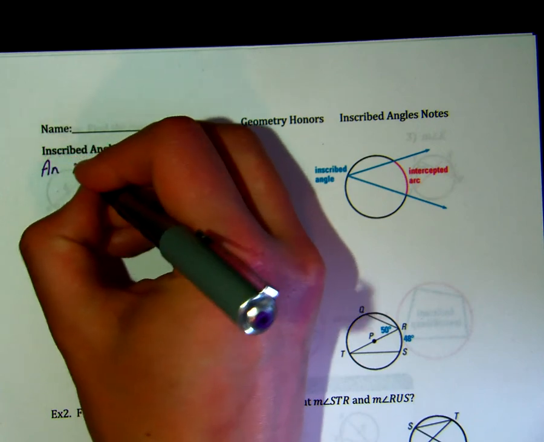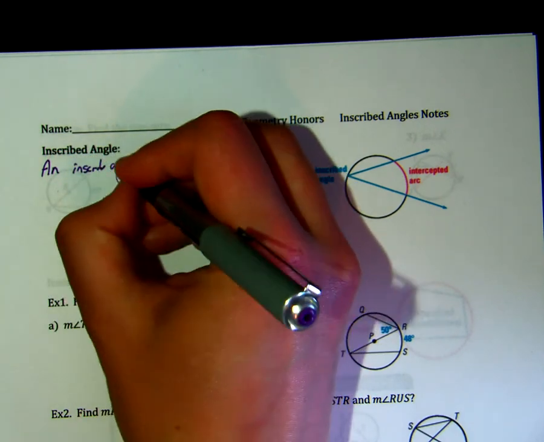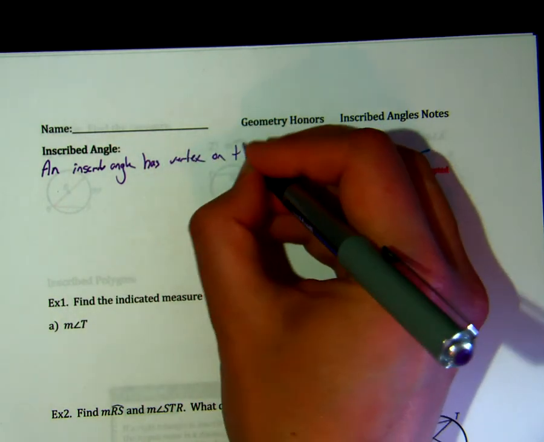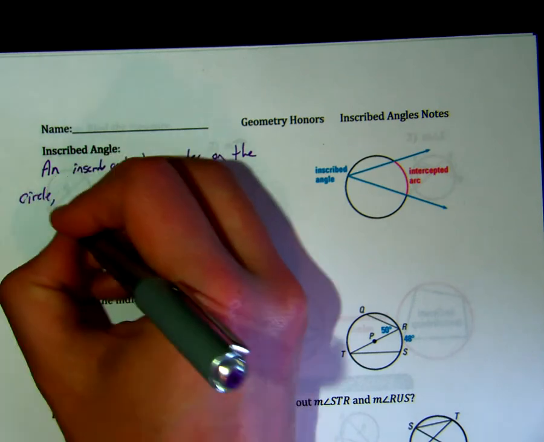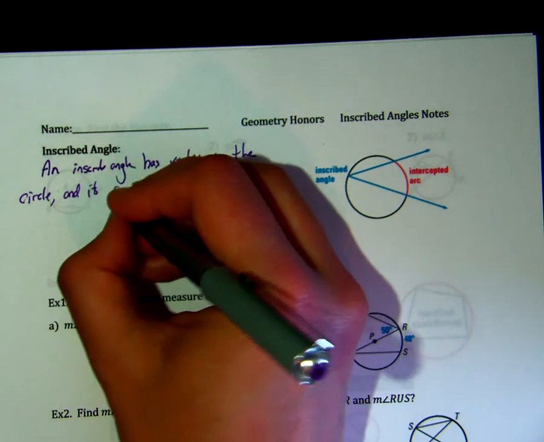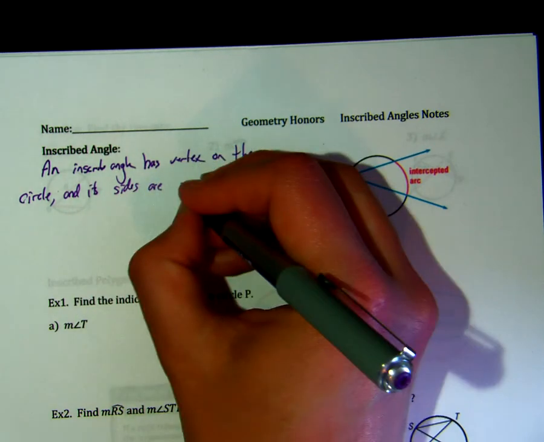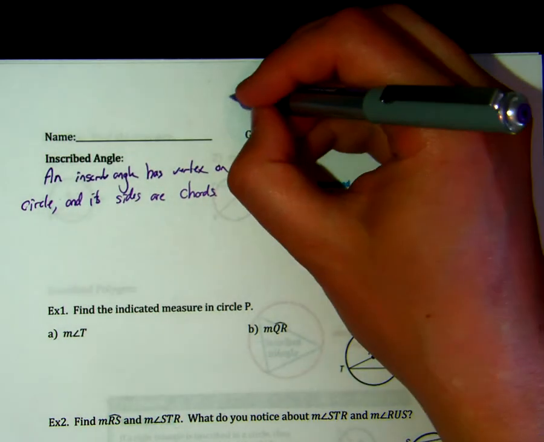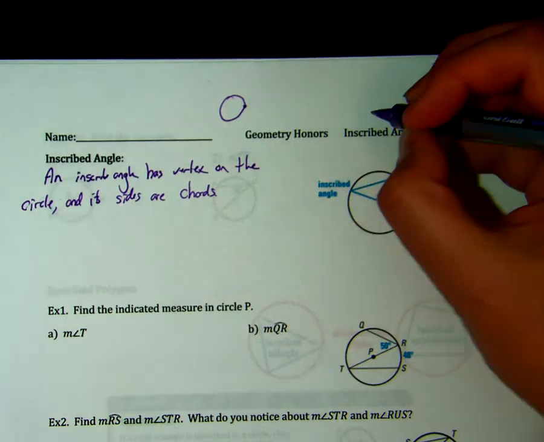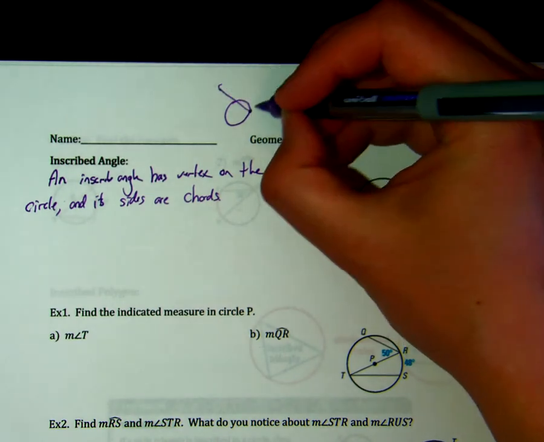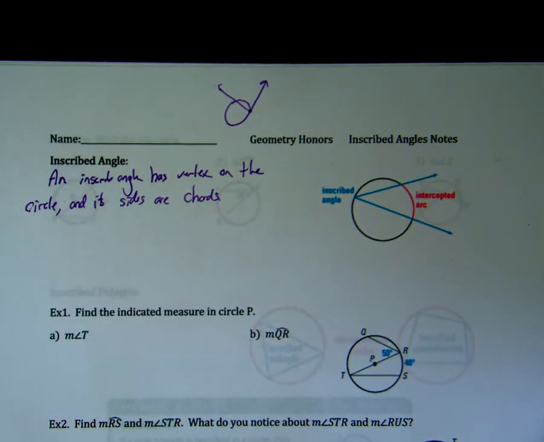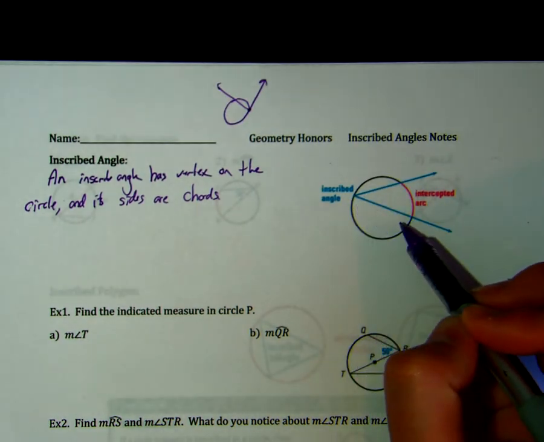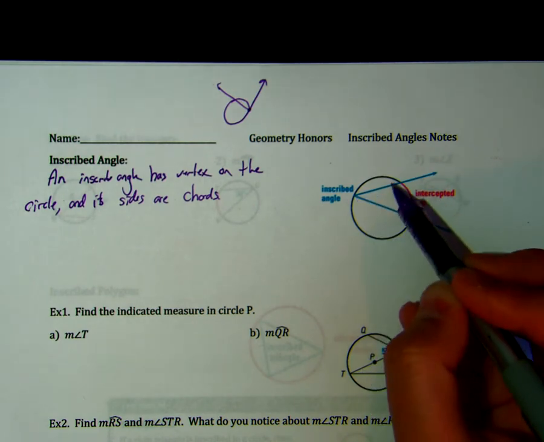So an inscribed angle has the vertex on the circle, and its sides are chords. Okay, so that part of the definition is there to stop you from having a vertex on the circle like this, and then just an angle that went off like that. That's not an inscribed angle. So the inscribed angle basically goes inside the circle like this, and so that angle intercepts an arc.